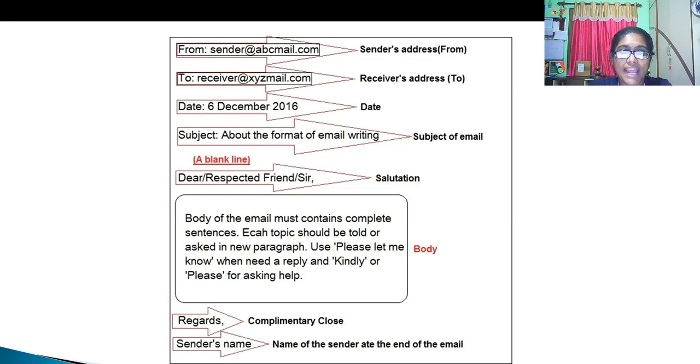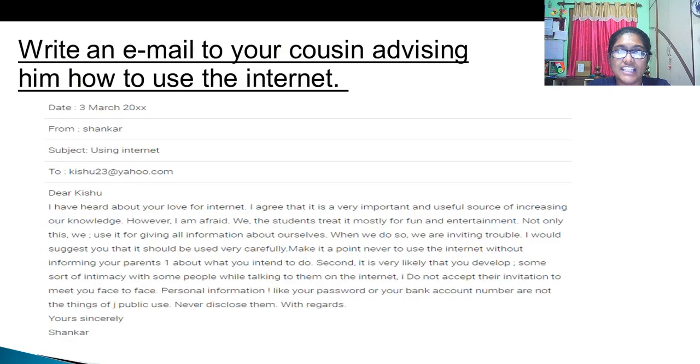So this is the format. There should be the sender's address, receiver's address, followed by the date. The subject must be mentioned very briefly, followed by the salutation, then the body, which is necessary. Only those things must be put in an email. Then the regards or complimentary close, followed by the sender's name and designation.